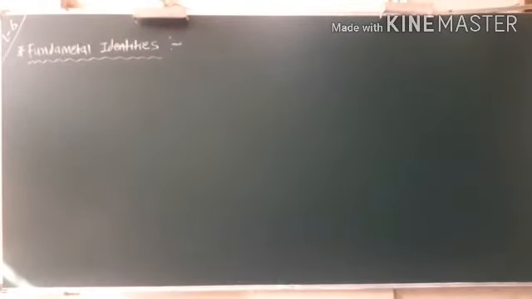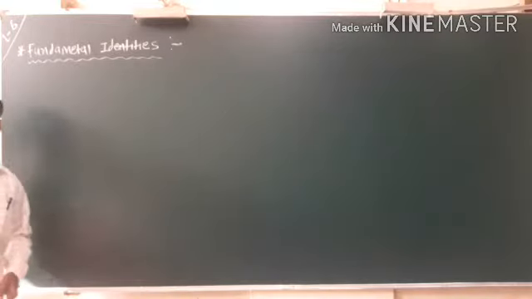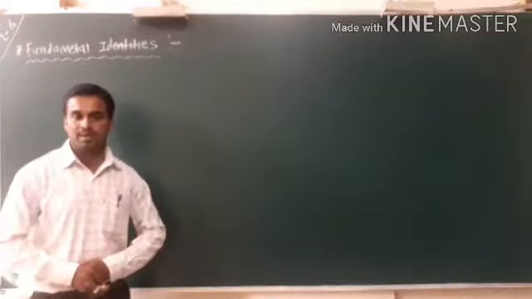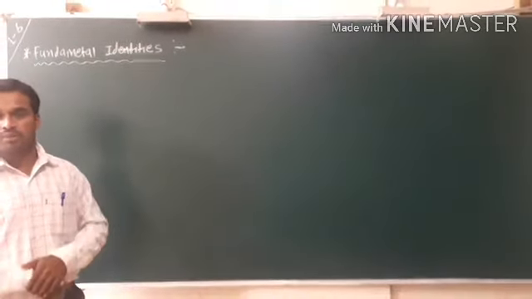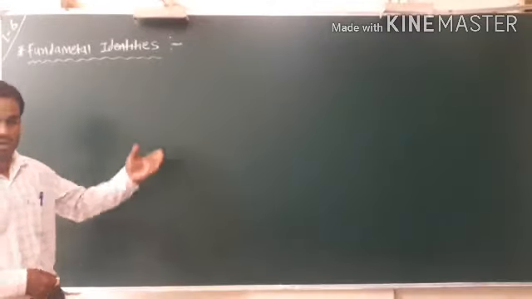Hello student, today we are going to discuss the remaining part of trigonometry. Today's topic is fundamental identities. Which are the fundamental identities? The first identity is sin square theta plus cos square theta equals 1. The next identity is 1 plus tan square theta equals sec square theta. And the third one is 1 plus cot square theta equals cosec square theta.